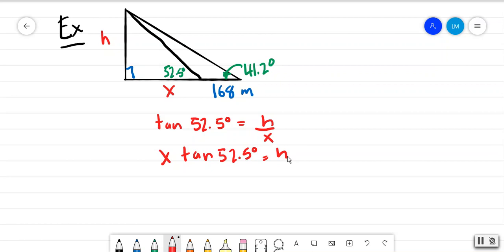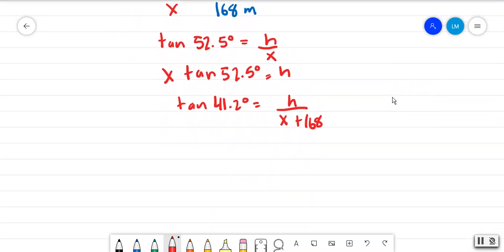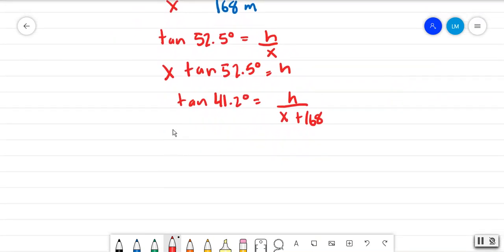in this case, the other thing that I can do is I can actually say, for example, that tangent of 41.2 degrees is equal to, well, look at this, h over x plus 168. Why is that? That's because this is opposite to that angle and the adjacent is x plus 168. Now this is where things get a little complicated because now I have that x plus 168 multiplied by tangent of 41.2 degrees is equal to h.